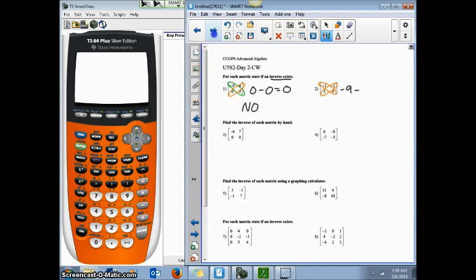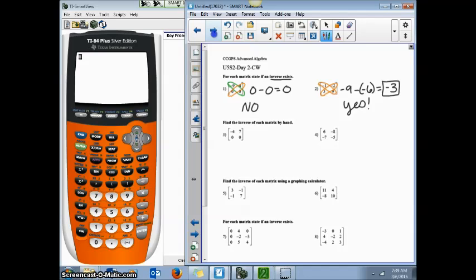So that one's -6. Okay, so this is -3. So it does have an inverse because that is not 0. So yes, it does have an inverse. Okay, so then it says find the inverse of the matrix by hand. Now we're only going to do 2 of these really. And then after that, you're going to be able to use your calculator. I just want you to be able to see how to do this.